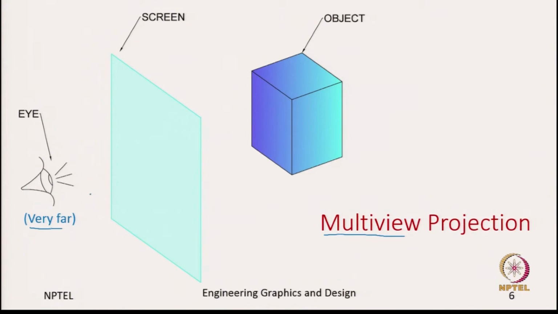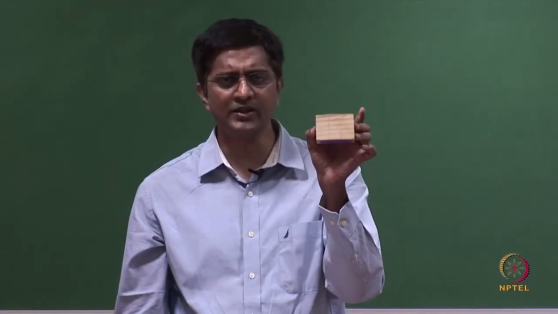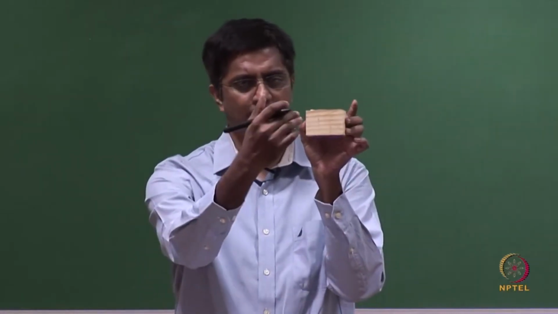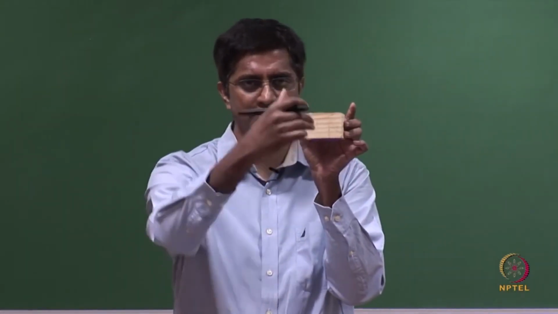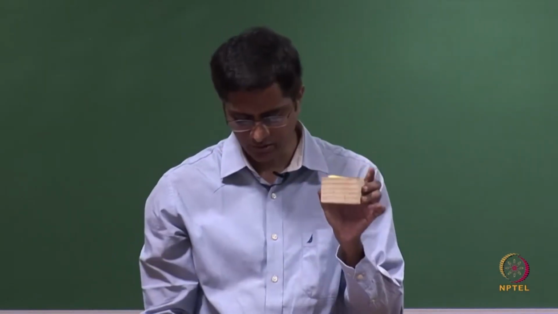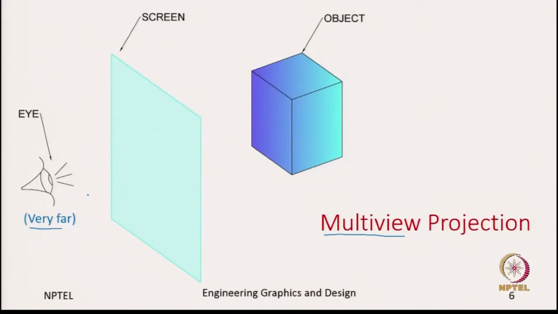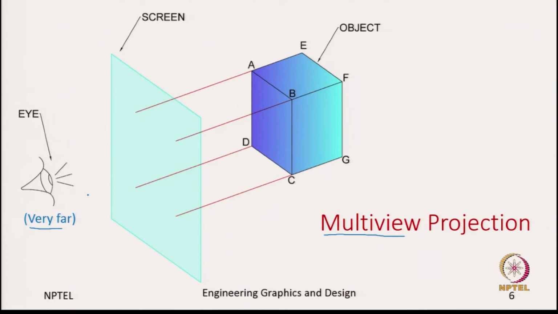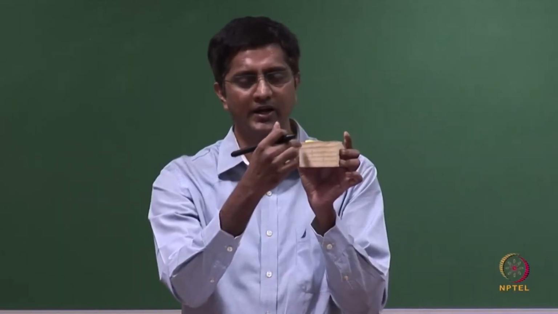So, now let us see again the same cube, you are looking from the front, and now since the distance is very far, we are saying that the projectors are all parallel. So, how does it intersect with the projection plane? These projectors intersect at an angle of 90 degrees.